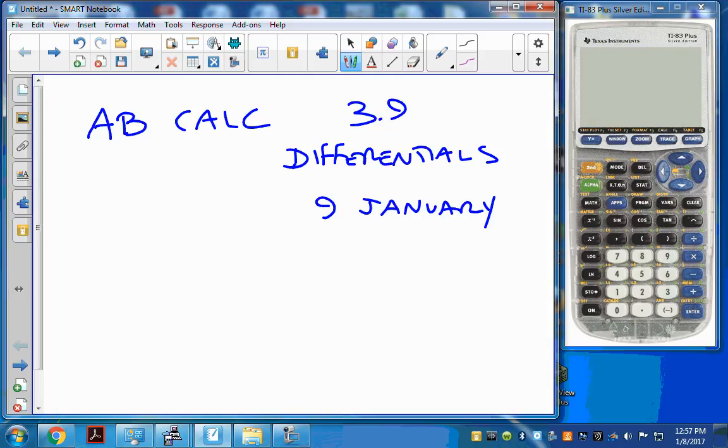I want to give you a little bit of a lecture per se so that you have some background material. Differentials and tangent line approximation. Notice it talks about tangent line approximations, and that's a big deal in calculus.